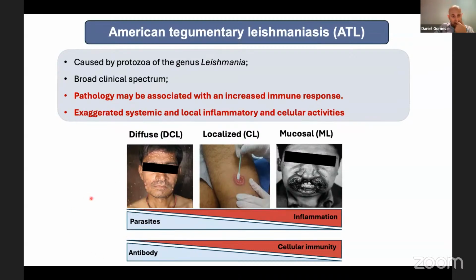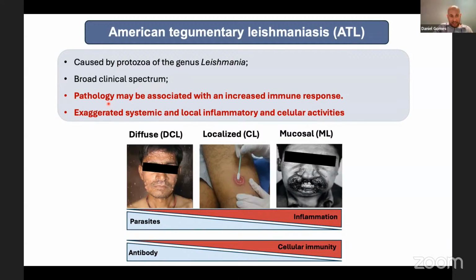Normally, these patients develop a very strong humoral immune response, which is also associated with a strong parasite load. But in another clinical form, on the other side of the spectrum, we have a more inflammatory disease, especially in localized or mucosal patients. In those patients, we can see a strong inflammatory immune response, along with a very strong cellular immune response. So inflammation and cellular immunity are very well associated with the pathology that we can see in patients.